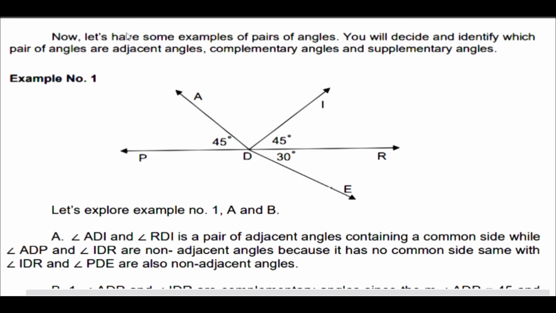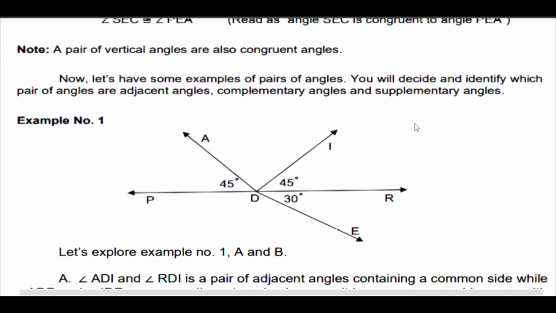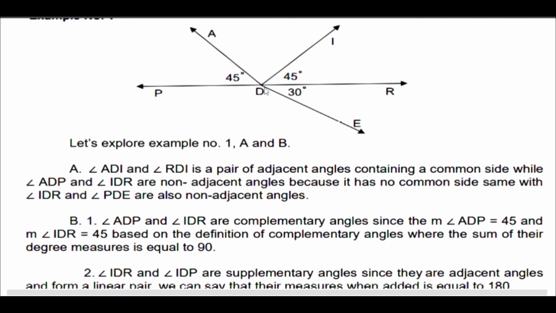Now let us have some examples of pairs of angles. You will decide and identify which pair of angles are adjacent angles, complementary angles, and supplementary angles. So, using the figure, let us explore example number 1, A and B.